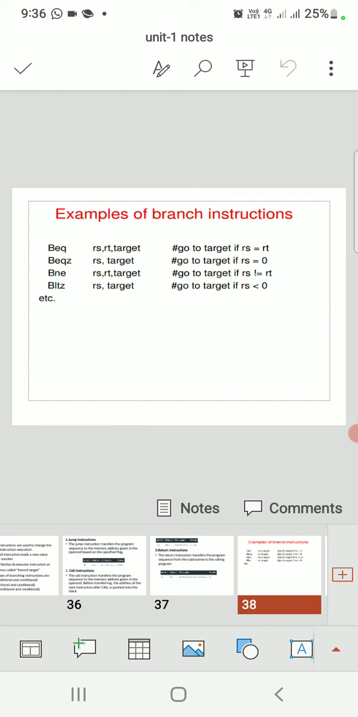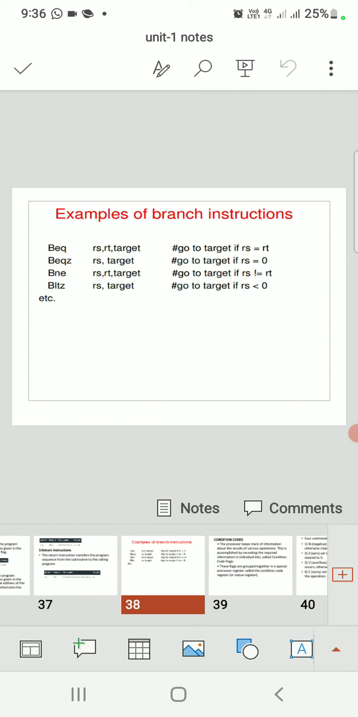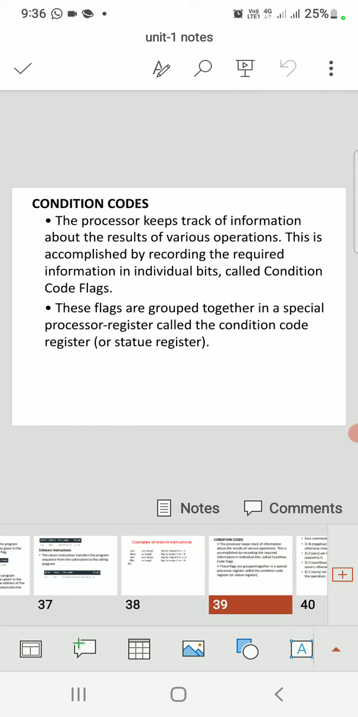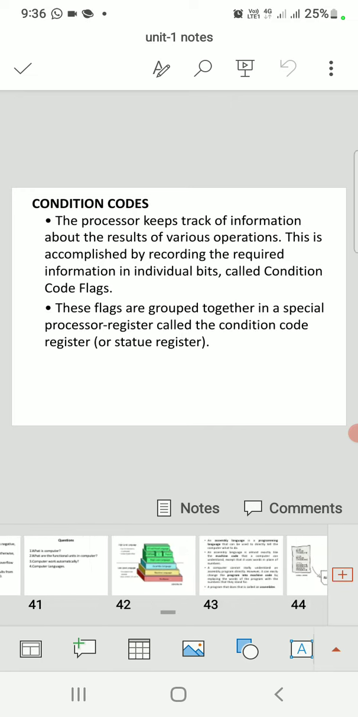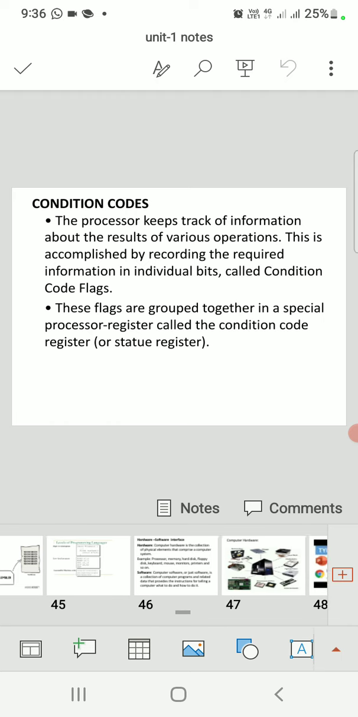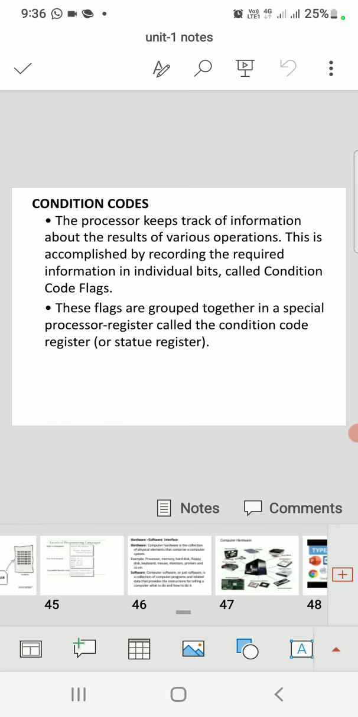Okay, this is an example of a branch instruction, showing how we are going to use the branch instruction. This is the example. So the next one is condition codes. Next thing we go for is the hardware and software interface.